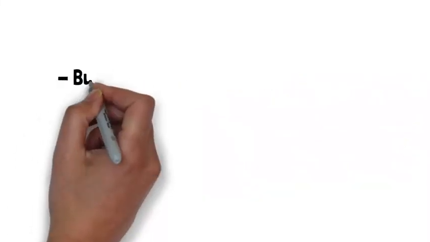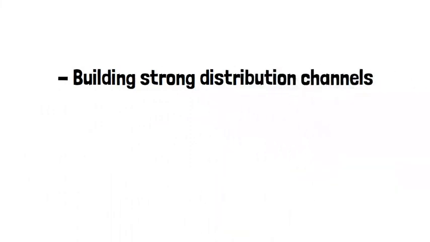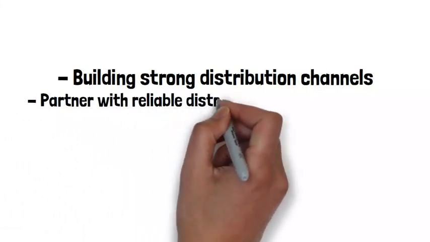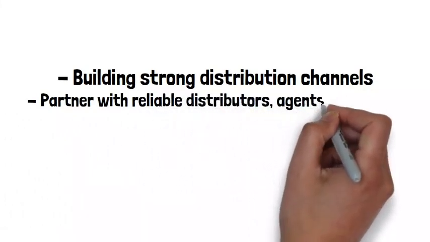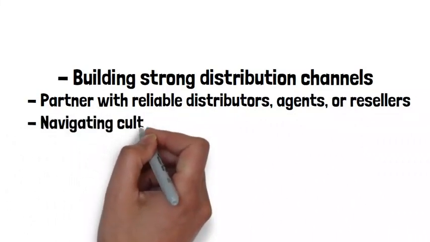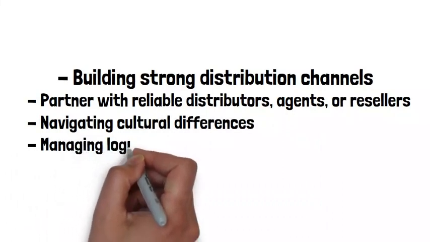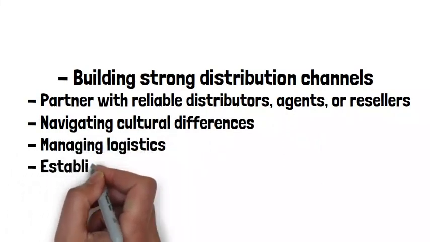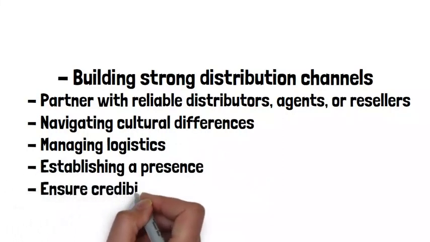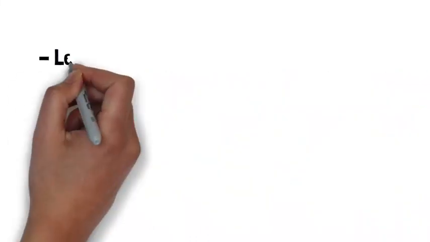Building strong distribution channels is crucial for reaching international customers. Identify and partner with reliable distributors, agents, or resellers in your target markets. These local partners can assist with navigating cultural differences, managing logistics, and establishing a presence in their respective markets. Conduct due diligence to ensure their credibility and compatibility with your business objectives.